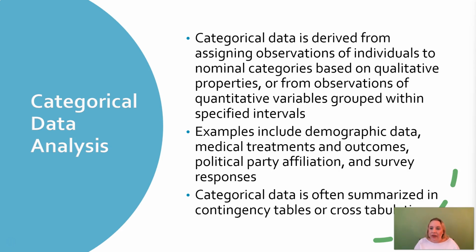Categorical data is derived from observations of individuals to a nominal category based on that qualitative property, or maybe from observations of quantitative variables that are grouped within specific intervals. Examples could include demographic data, medical treatments and outcomes, political party affiliation, and survey responses. Categorical data is often summarized in contingency tables or a cross tabulation like we saw in our previous slide.